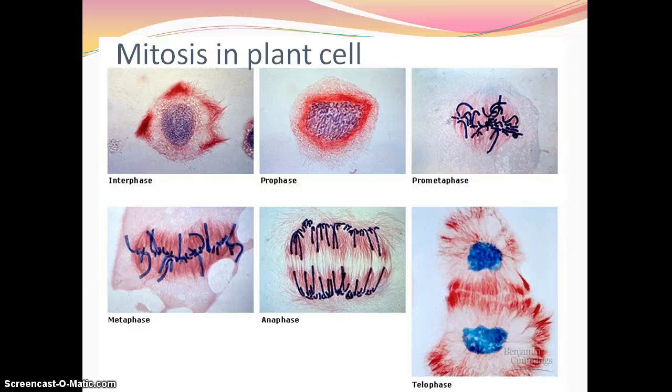This is a different slide showing mitosis in the plant cell. So you can see interphase and prophase, prometaphase, metaphase are all looking very similar in animal and plant cells, and in anaphase, very similar. And not until telophase do you see this clear, distinct cell plate form there in the middle.